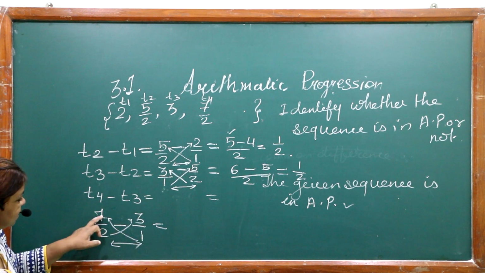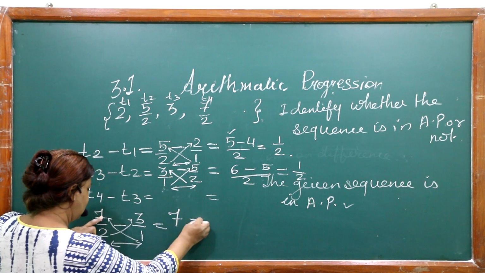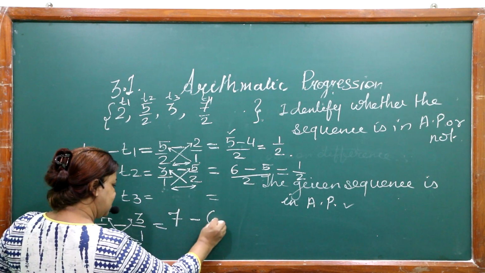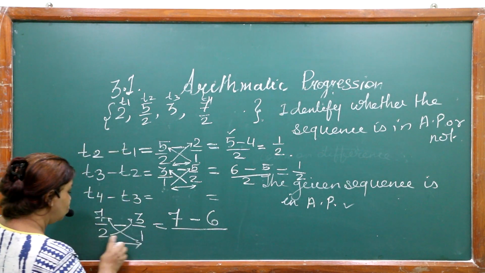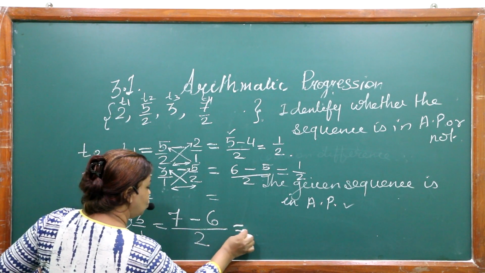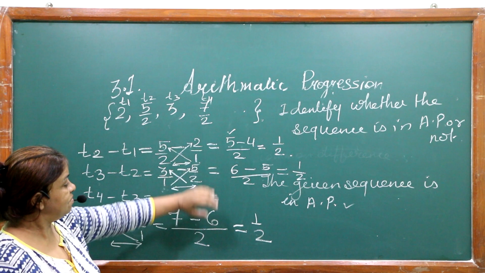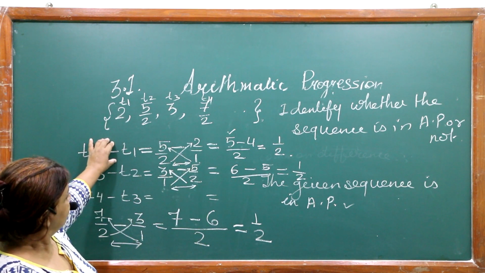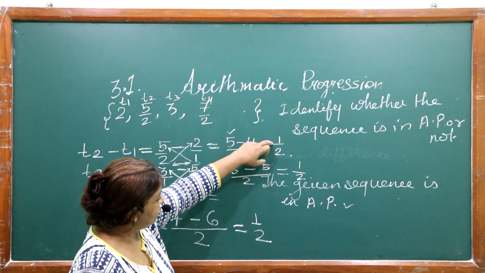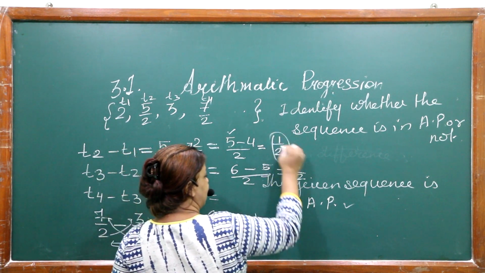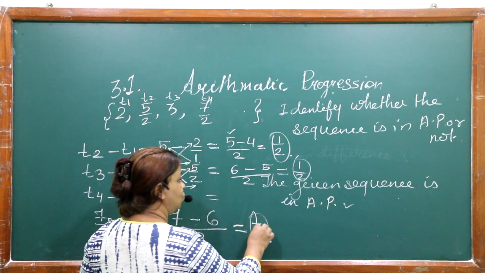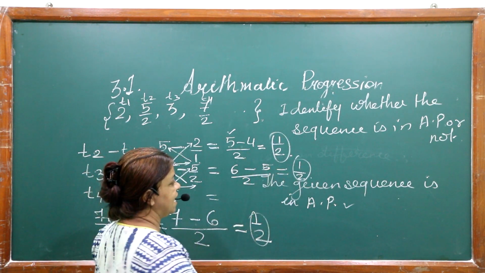What? 1 7s are 7. 2 3s are 6. 2 1s are 2. So what do I get? 7 minus 6 is 1 by 2. Every time I find the difference, I am getting the same: 1 by 2, 1 by 2, 1 by 2.